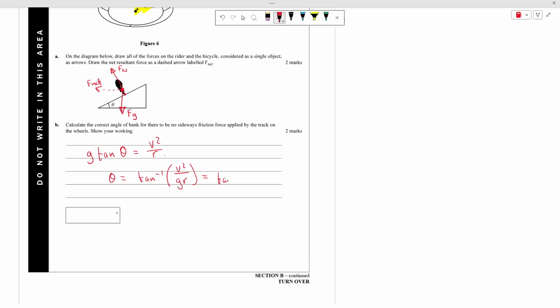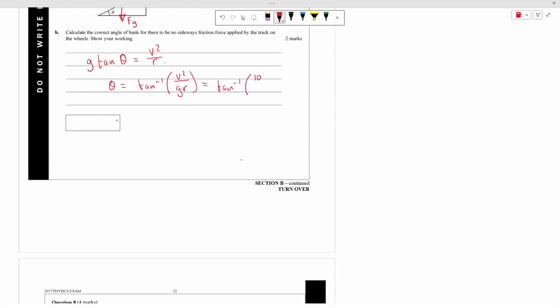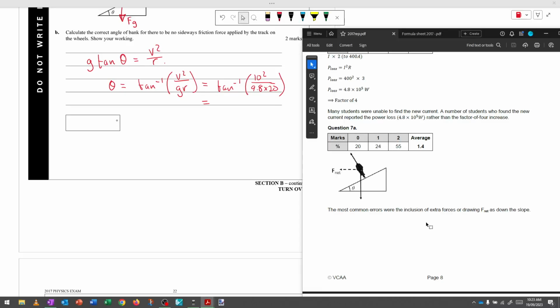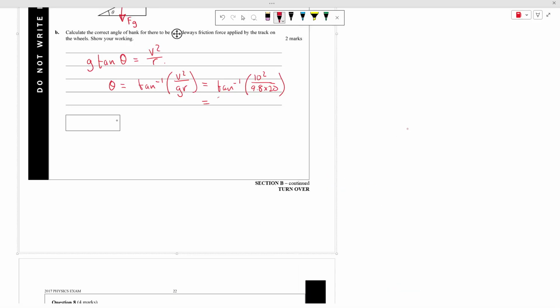So tan inverse of the speed, which was 10, over 9.8 times 20, and we end up getting, let's have a look at the examiner's report. There we go, 27 degrees or thereabouts. Something happened on my end. There we go. All right, so about 27 degrees.